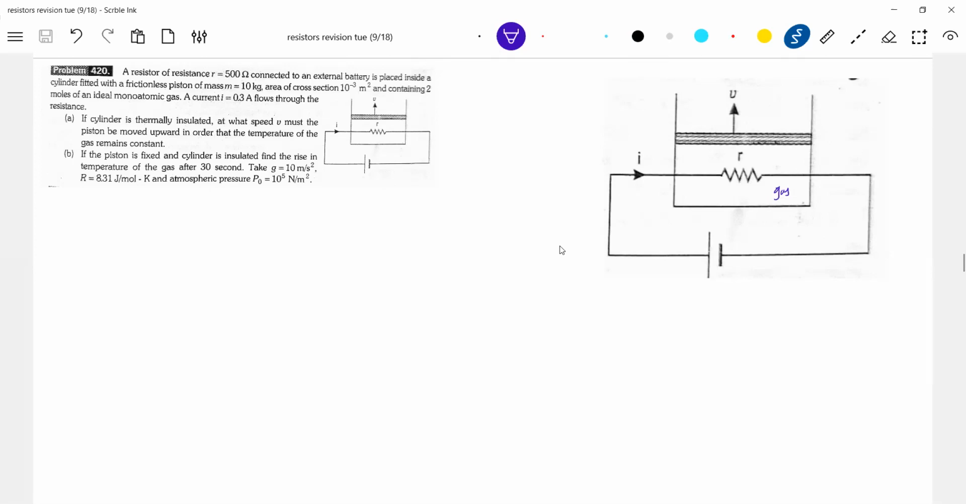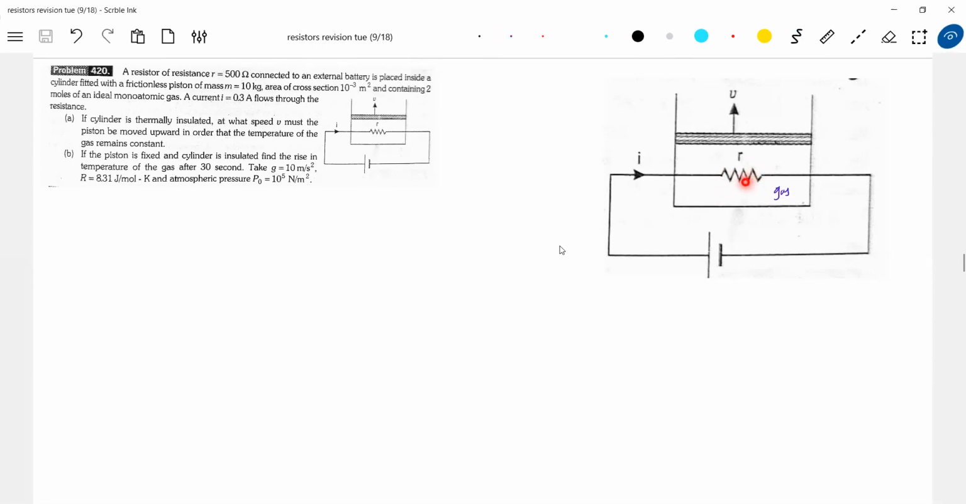What do you mean by thermally insulated? I think it's trying to trouble you. Is it an adiabatic process? But we are supplying heat. What do you mean by adiabatic process? No heat exchange, no? So from where is the gas getting heat? Through the current flowing through the resistor.